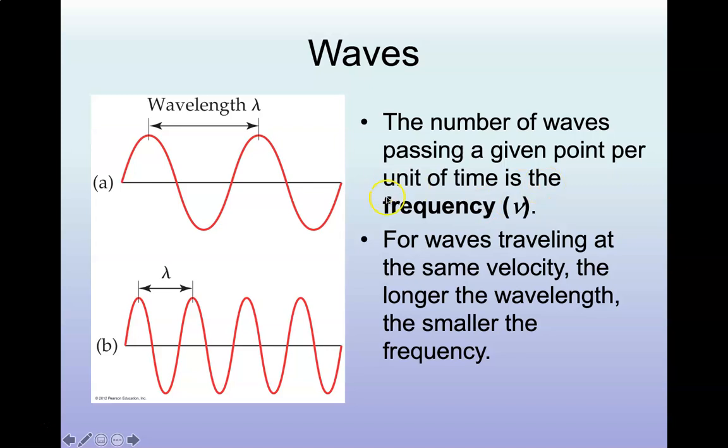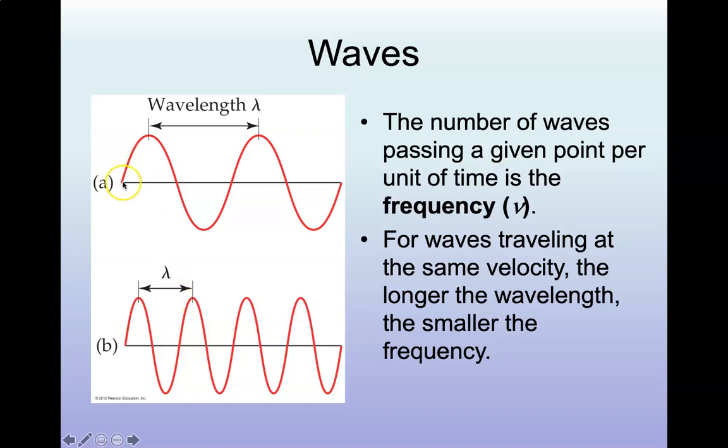Another thing that we can describe waves with, again, sine function. If you look at A, it looks like a sine function. B does too, but the waves are closer together. And that's because the frequency of the first wave is going to be smaller than the frequency of the second wave. So the longer the wavelength, the smaller the frequency. The shorter the wavelength, the higher the frequency.